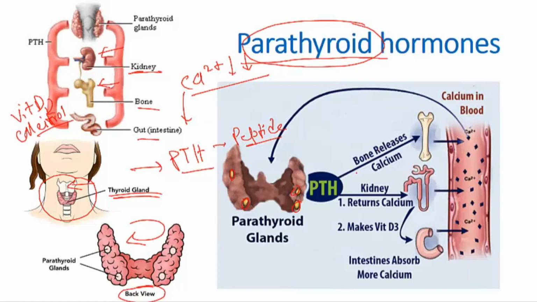So if you look here, the bone releases calcium with the effect of parathyroid hormone, so resorption, so it starts releasing calcium if it's required there. It signals the kidney to return that calcium, and it also converts vitamin D into calcitriol, which is vitamin D3. It's known to reabsorb more and more calcium there. That's the function of parathyroid hormone.